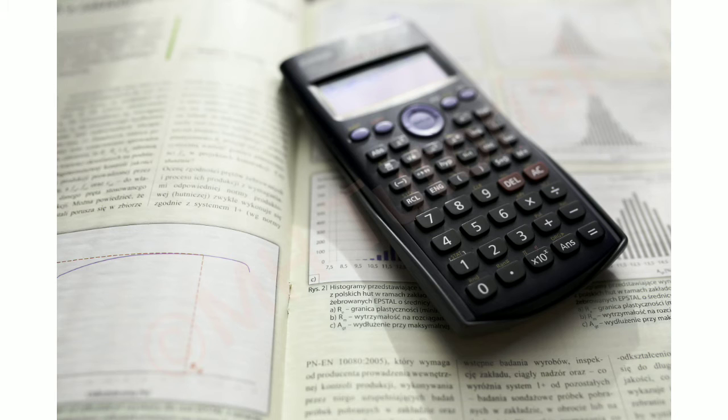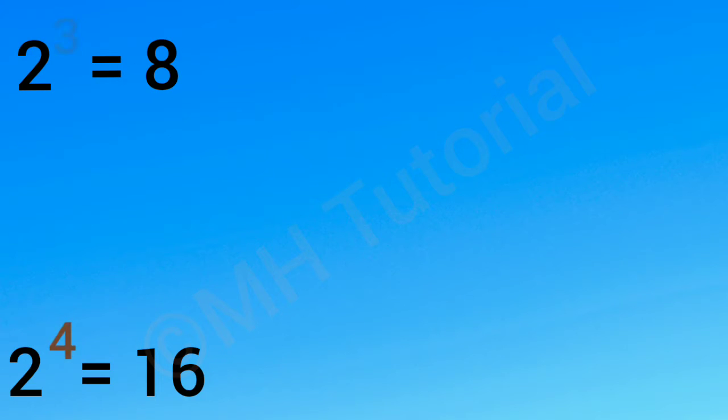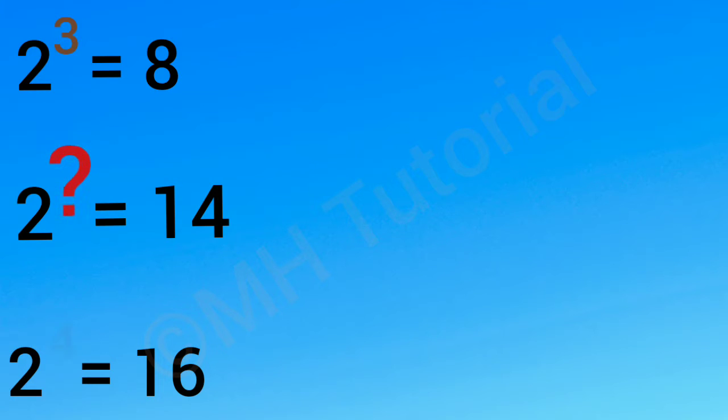Using a scientific calculator, we get 2 to the power 3.7 equals 12.996000383... It is an irrational number. Now think differently. An index of 3 applied on 2 gives 8. And an index of 4 applied on 2 gives 16. So, what should we apply on 2 to get a value 14? I don't think you have the answer right now.